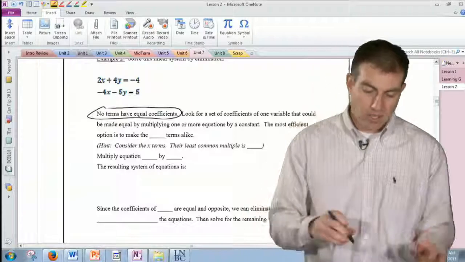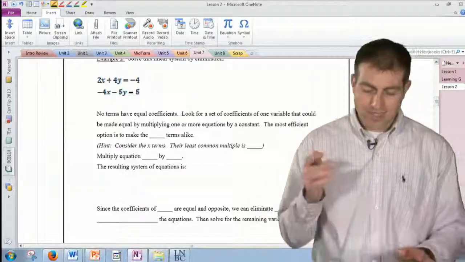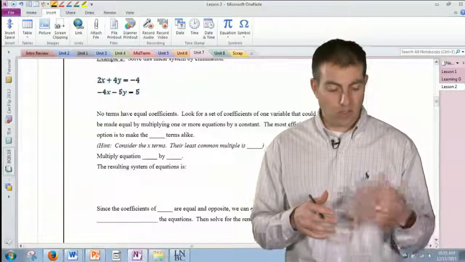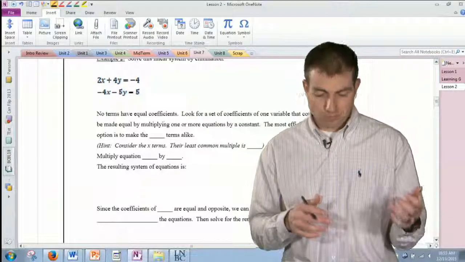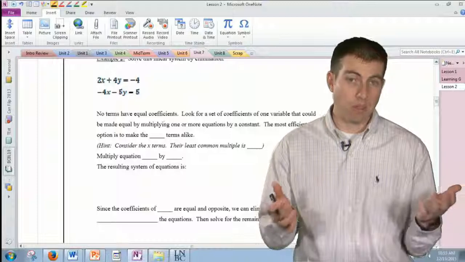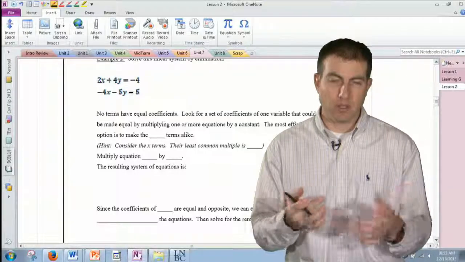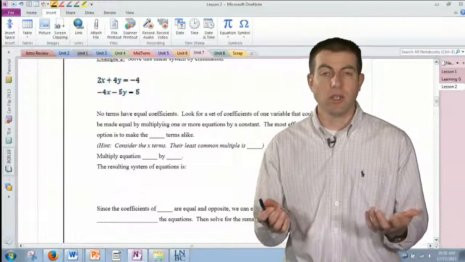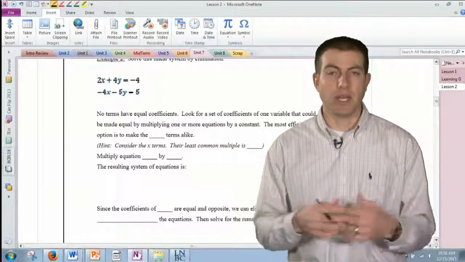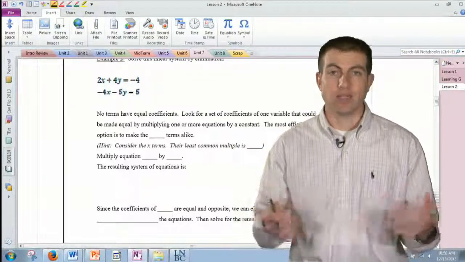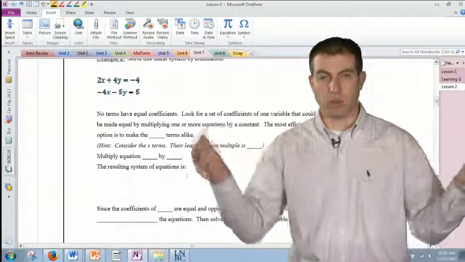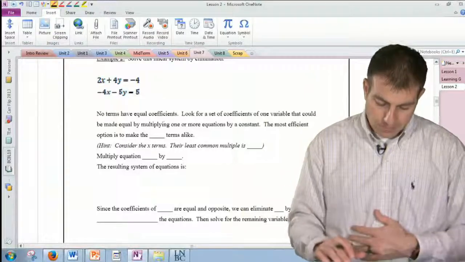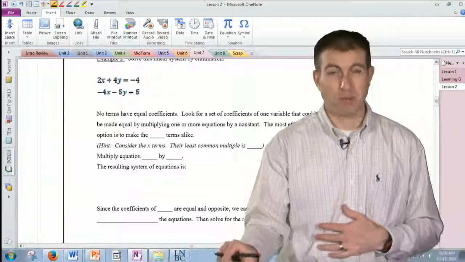That's okay. So what we can do is look for a set of coefficients with one variable that could be multiplied by some number to become the same as the other one. Kind of a strange idea, but really when we have an equation, we can multiply both sides of the equation by any number we want, and that's fine. It's just doubling the equation or tripling it or quadrupling it or whatever number we want to multiply by.